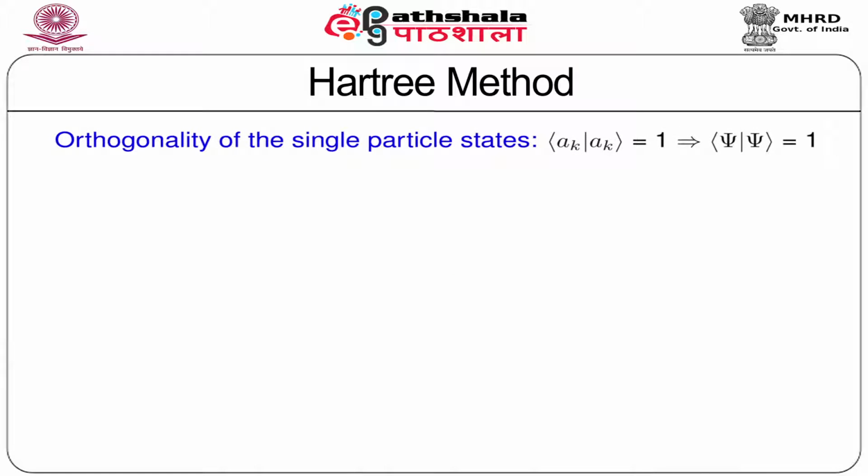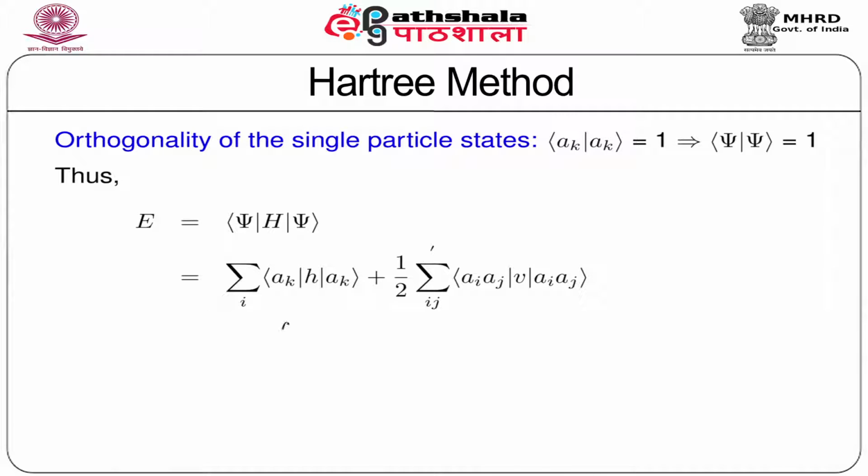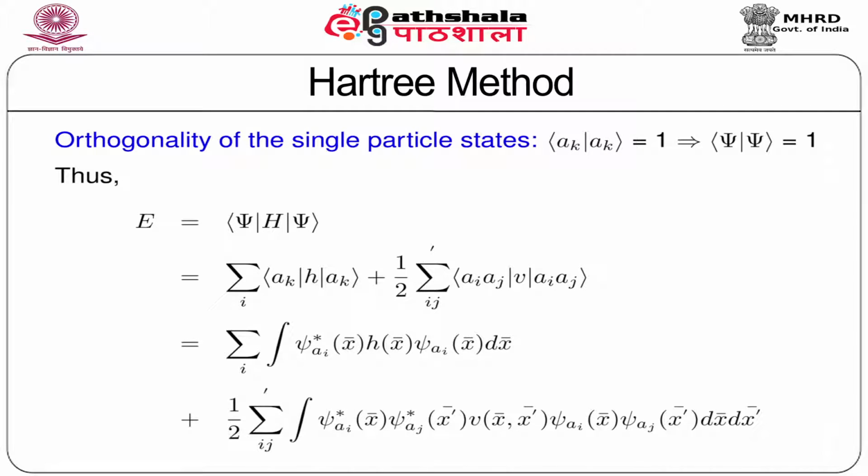Considering the orthonormality of the single particle states, the total energy is given by the following set of equations, which are shown in the bracket notation as well as in the wave function notation. Please note that in the summation in the second term, we have used a kind of hash here. That means i is not equal to j. This will be important as we discuss the next slide.